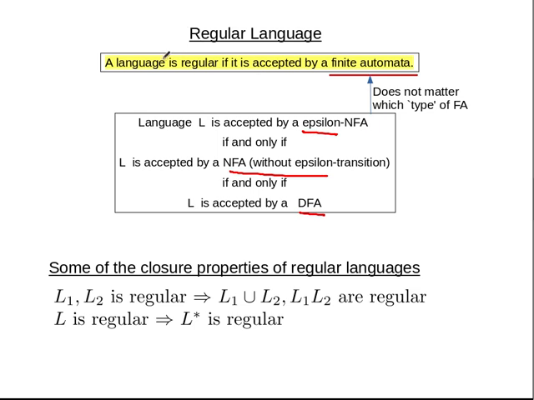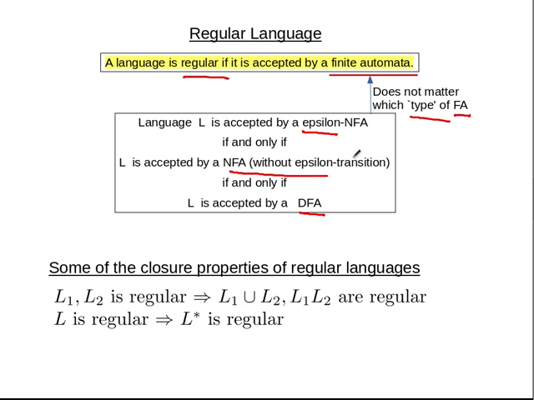Okay, so a language is regular if it is accepted by any one of these finite automata. It's equivalent, right? All these conditions are equivalent. It does not matter which type of finite automata we are talking about. We can just now say finite automata.